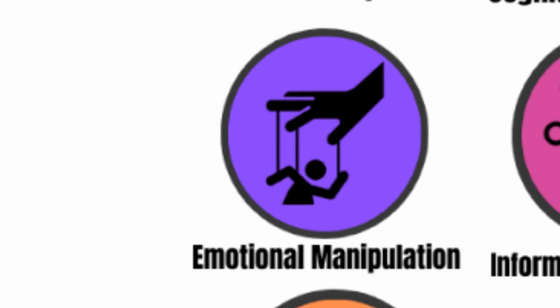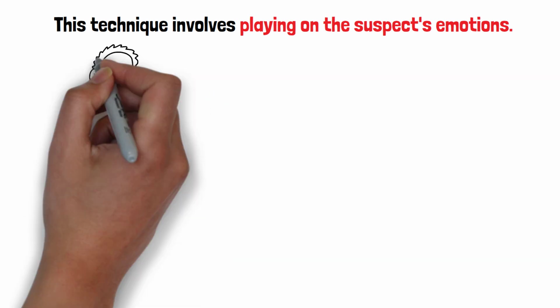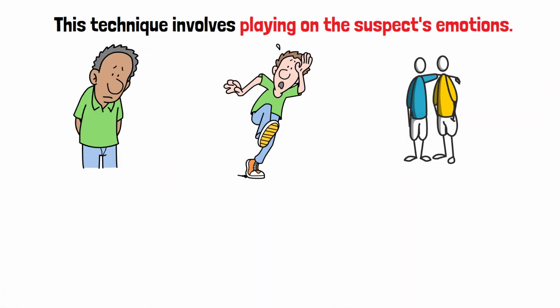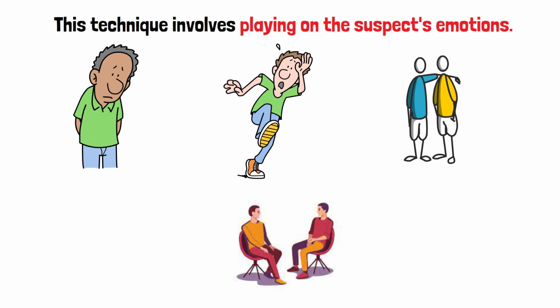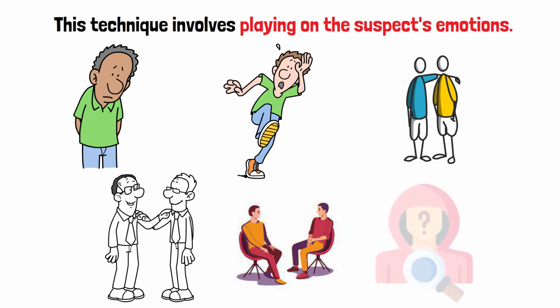Emotional manipulation. This technique involves playing on the suspect's emotions, such as guilt, fear, or sympathy, to elicit a confession. The interrogator might use personal stories or emotional appeals to create a connection with the suspect.